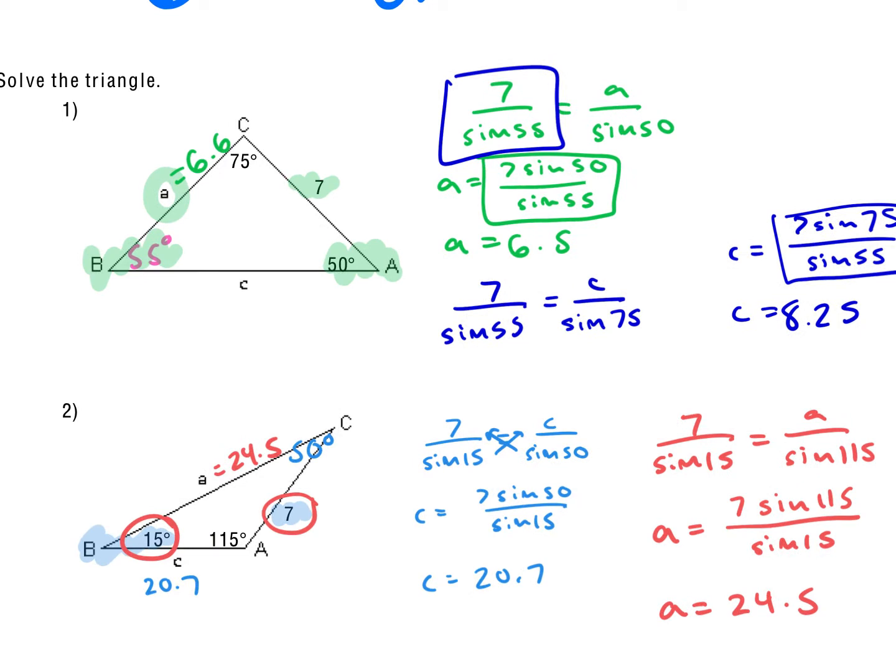So C is 8.25. So when it says solve the triangle, you have to find all the missing things. So we're missing angle B, side A, and side C. So those are our 3 answers. Any questions there?